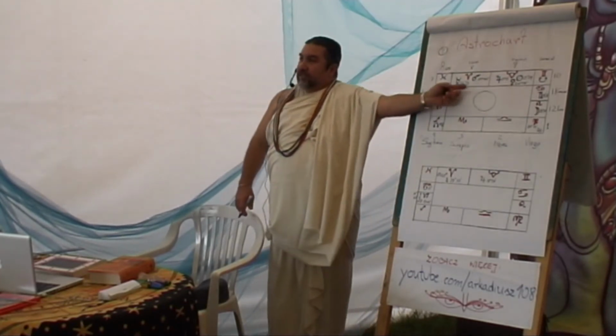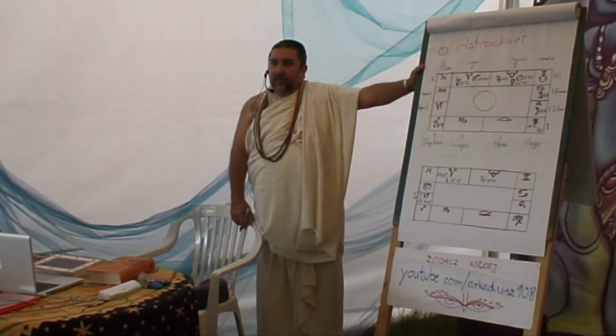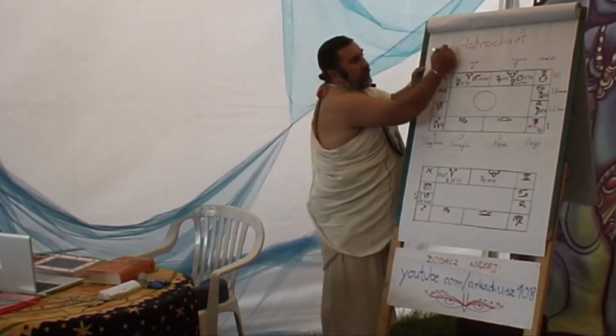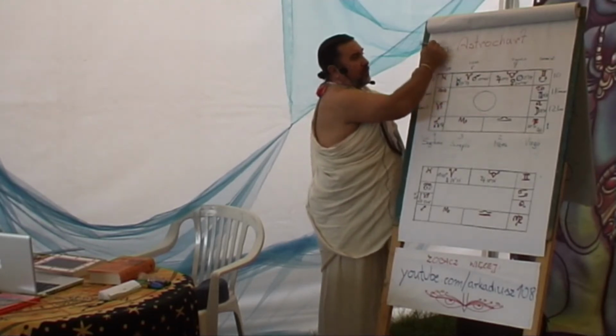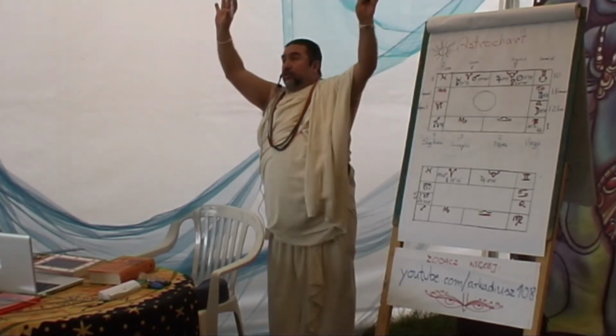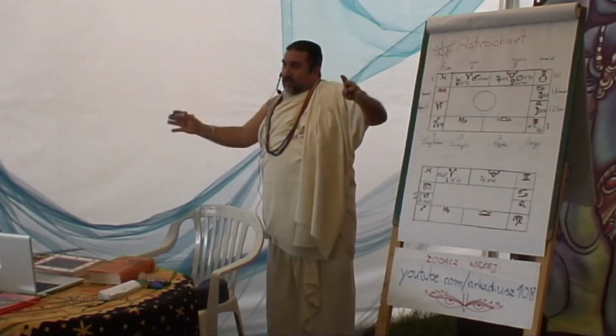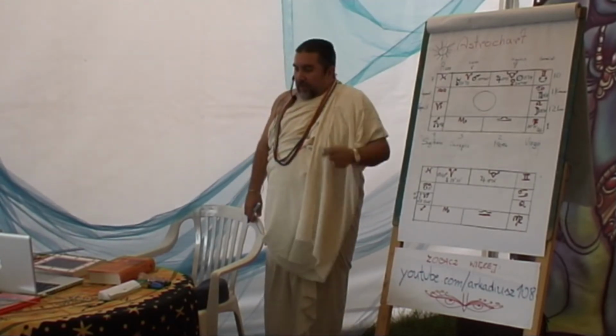So now this space is divided into 12 houses. So you will have 12 divisions of space. Why 12? Because there are 12 huge constellations around this Earth.